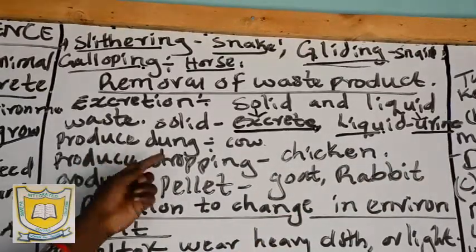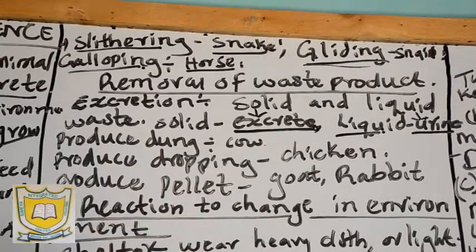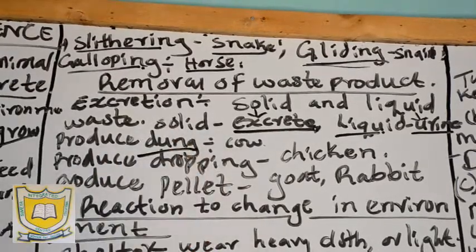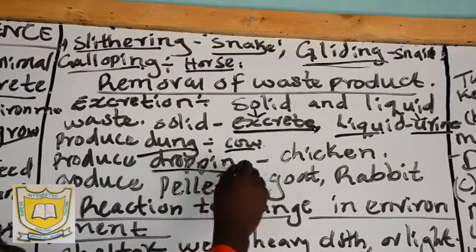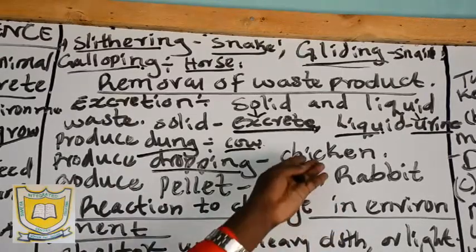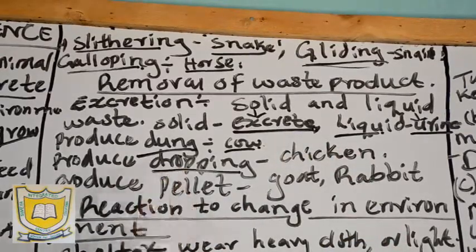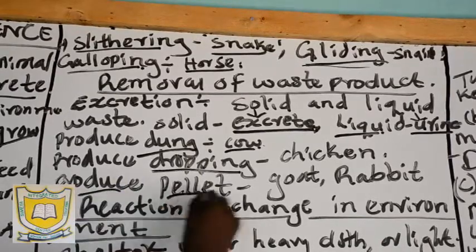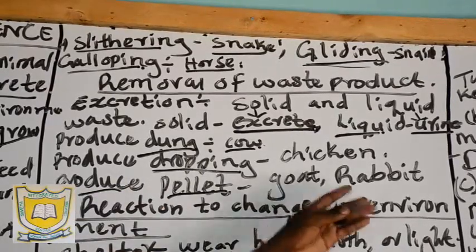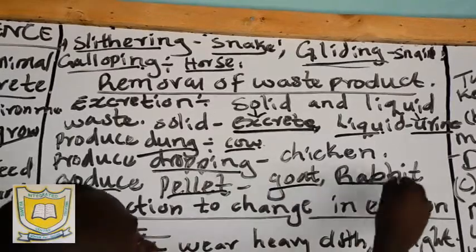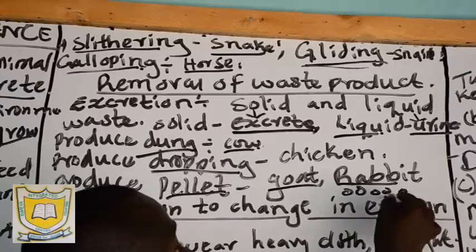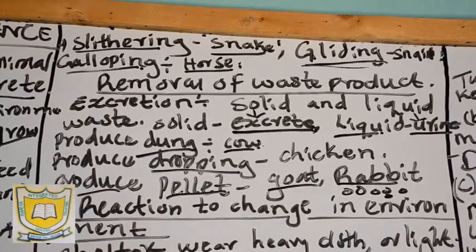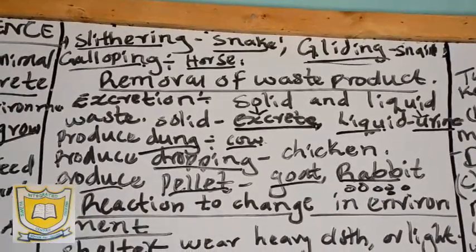Then also we talk about production: they produce dung. When you talk of dung, this is in cows. The cows produce dung as the solid products. Then we have those that produce droppings. Droppings are mostly in birds, more so chicken and other birds. Then we have those that produce pellets. Pellets are in rabbits and goats. Pellets are small, round, solid substances that are removed by goats and rabbits.